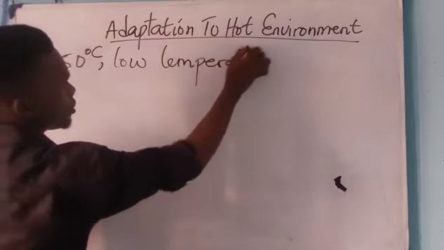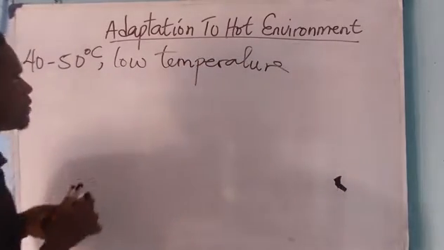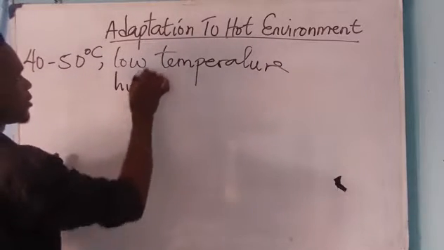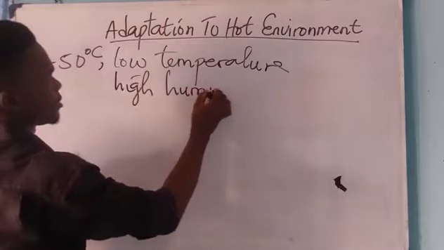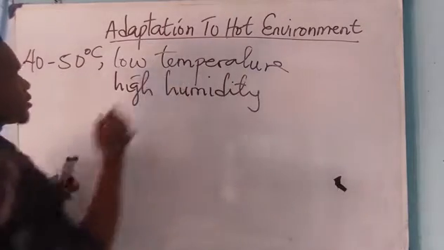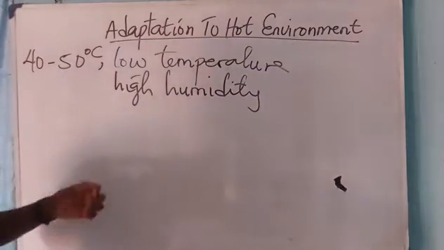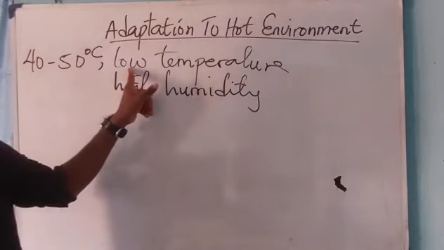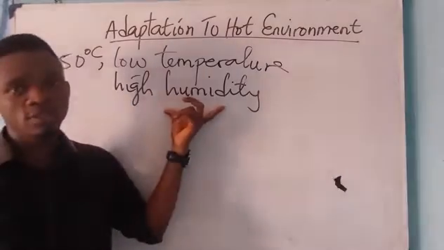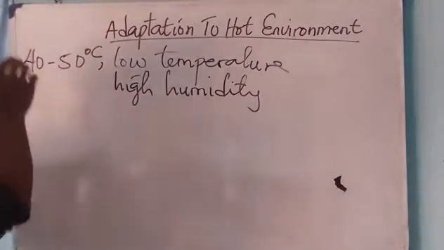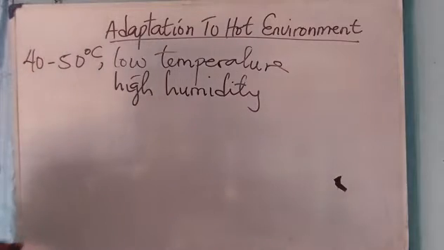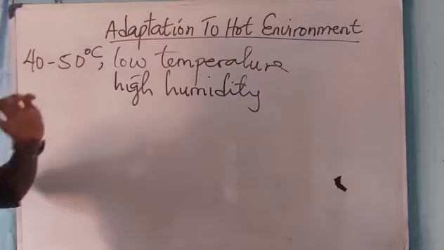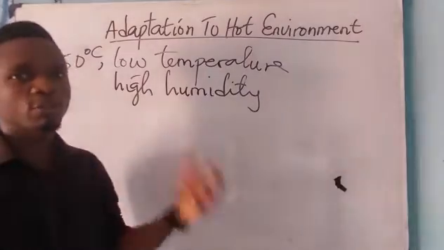At night you only have low temperature. If the temperature is low at night, it means that at night there's high humidity. So increase in temperature results in decrease in humidity, then decrease in temperature results in increase in humidity. That is how it is. Now, I said during the dry season the temperature can be as high as 40 to 50. And for this there are different diurnal fluctuations.